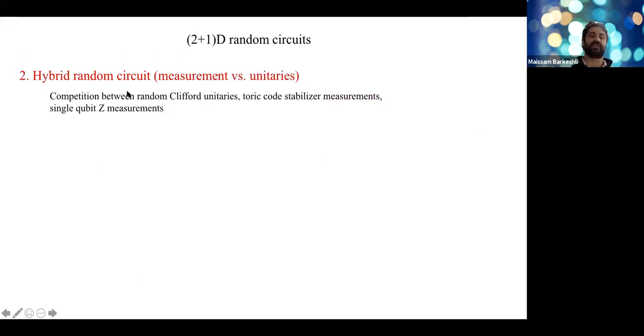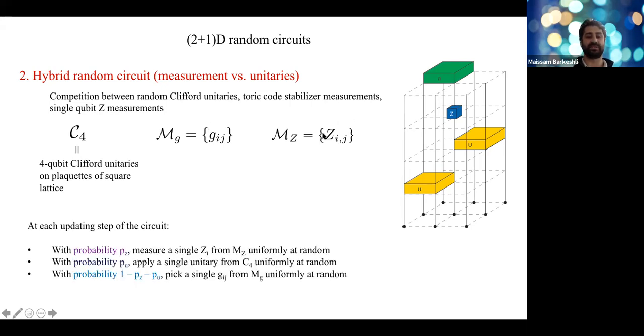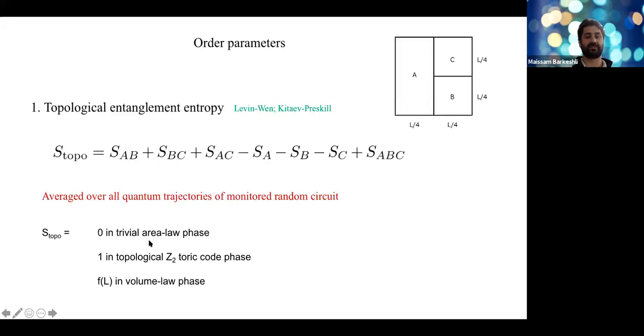There's another circuit where we look at only single qubit Z measurements, not single qubit Y measurements, but then we add random Clifford unitaries into the mix. So this is going to be random 4-qubit Clifford unitaries that compete with toric code stabilizers and single qubit Z stabilizers. Okay, so again, the circuit is very similar to before.